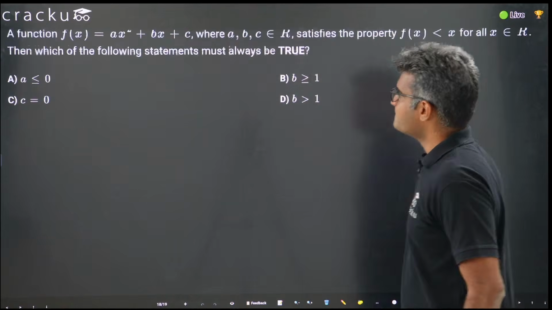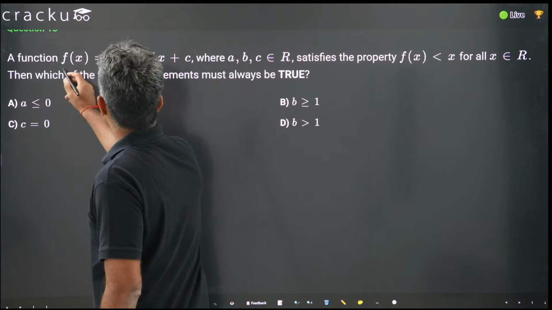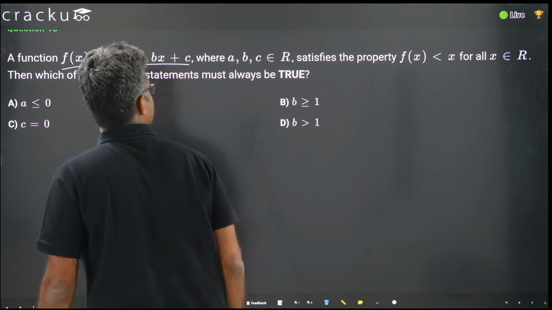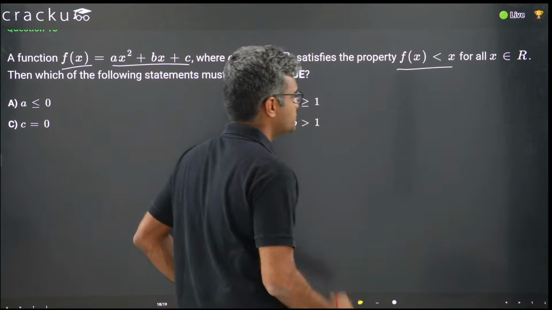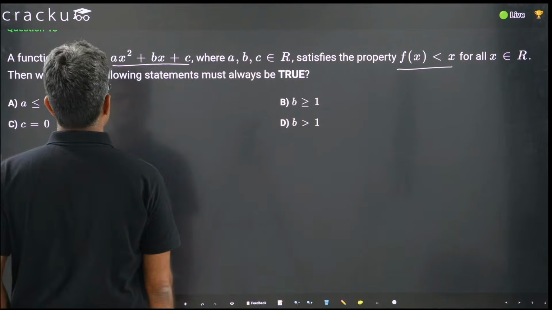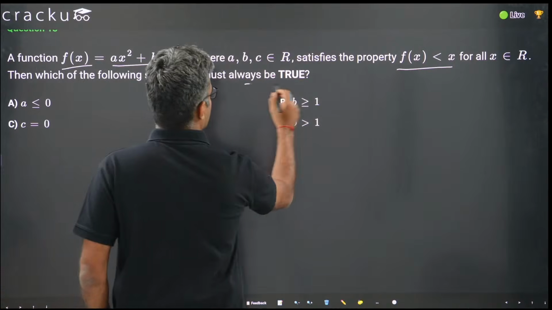Okay. In this question we are told that there is a function f of x which is equal to ax square plus bx plus c, which satisfies the property f of x is less than x. This is true for all x which belongs to the real numbers. Which of the following statements must be always true?